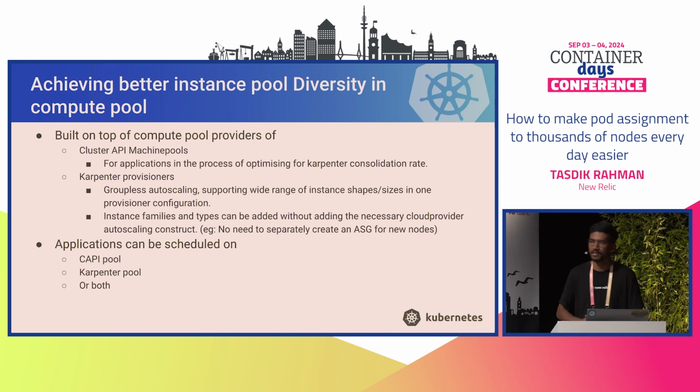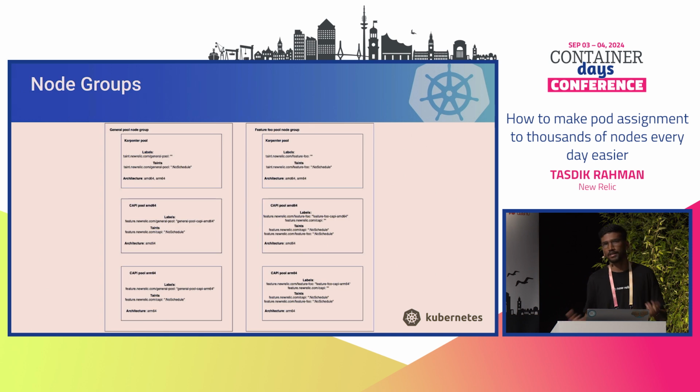And how do we do that? Essentially, as we saw in the last few slides, we are building our compute pool providers based on cluster API machine pools and Karpenter provisioners. And applications can then be scheduled on either of them, right? And how do we end up now increasing the instance diversity without necessarily creating a lot of machine pools at the same time? So for that, we came up with a construct of node groups. And node groups is our grouping of nodes of similar features being provided by different compute providers. The compute providers being cluster API and Karpenter in this case.